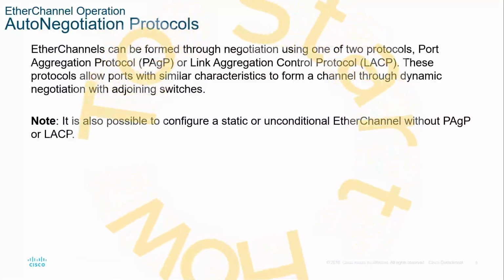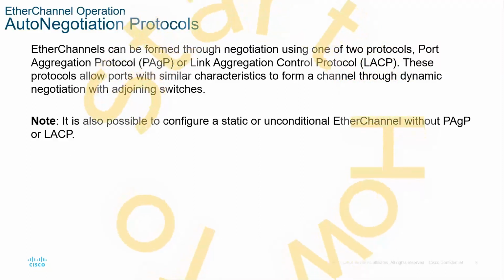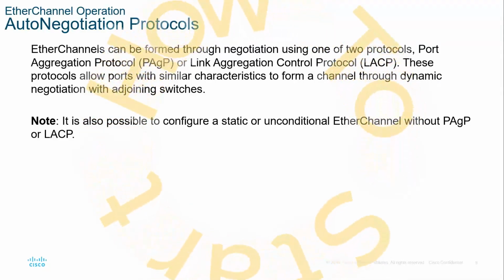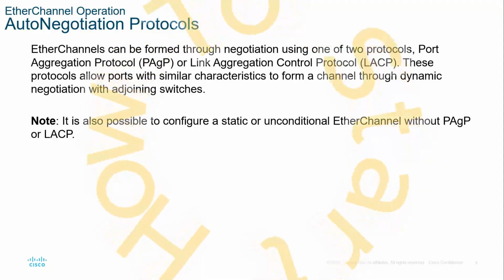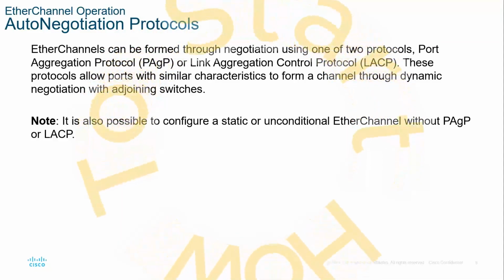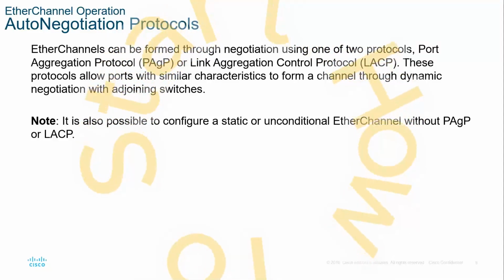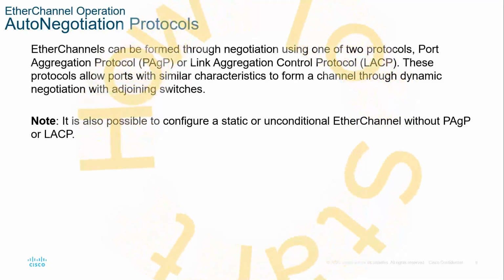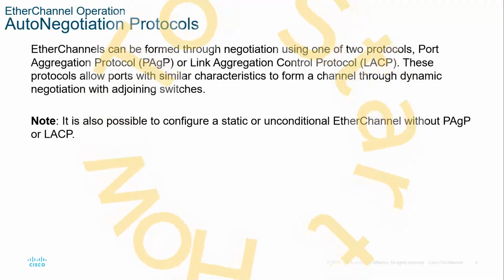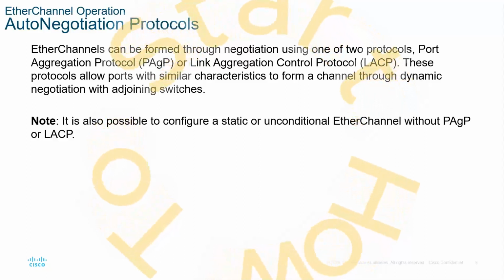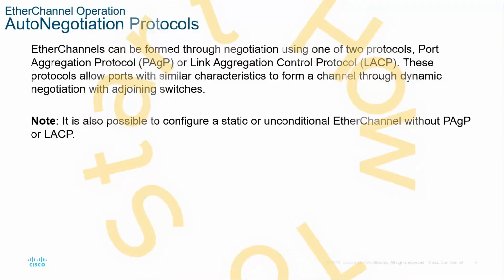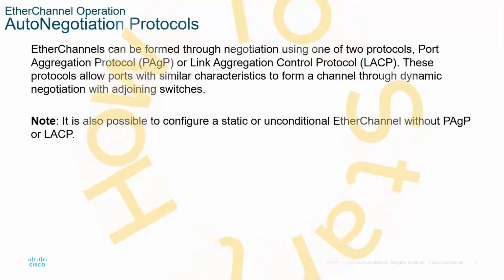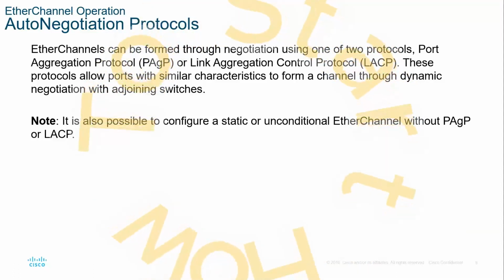So, first of all, what protocol are we going to use when we're setting up our aggregation? Well, we have 2 types of negotiation protocols. We have Port Aggregation Protocol, PAgP, or we have Link Aggregation Control Protocol, LACP. These protocols allow for the ports with similar characteristics to form that channel. It is possible to configure a static or unconditional EtherChannel without either one of them. You can hard code them as well. Some non-Cisco products may use one over the other. I use a lot of Netgear switches, and by default, Netgear uses port aggregation of LACP.